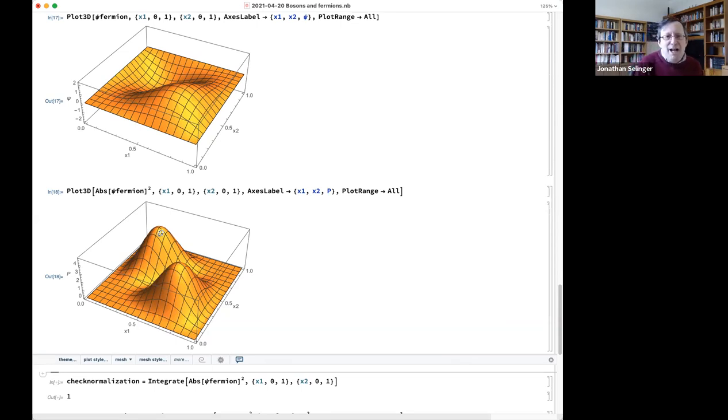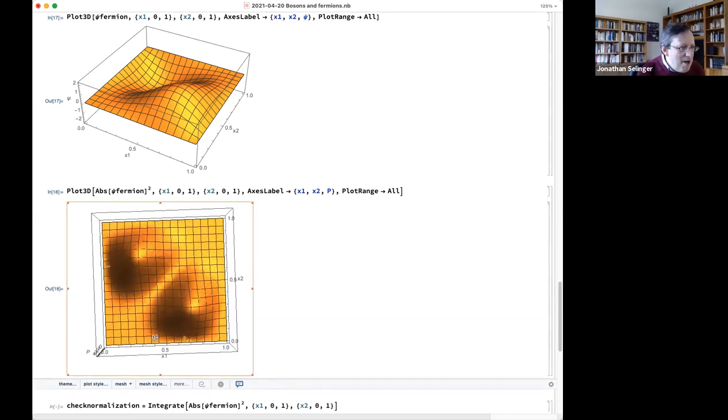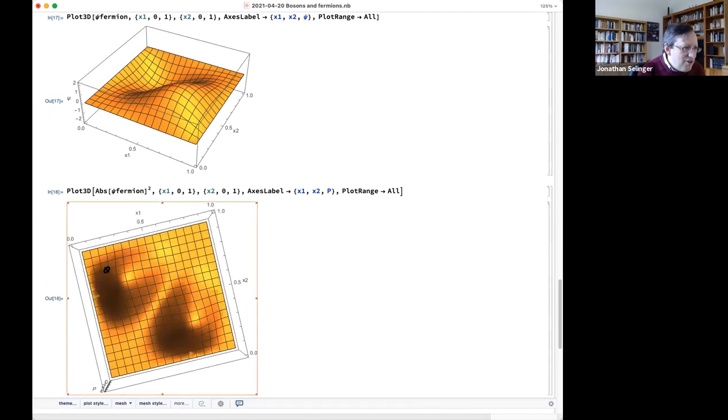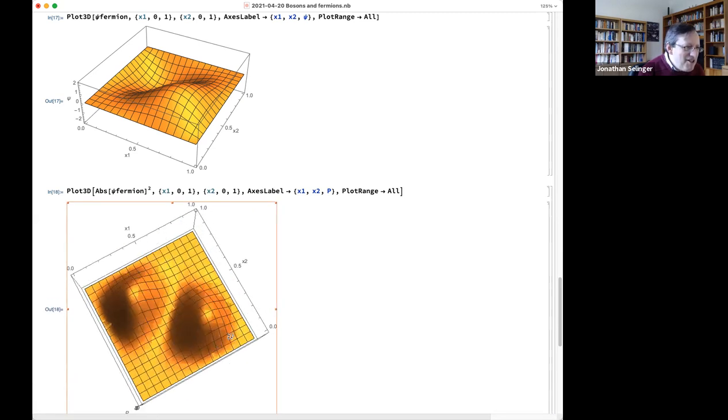And so this is the nerd-like property of fermions, that they tend to be farther apart. And so here, if we look at it from above, whoops, sorry, I'm not navigating this very well. I'm not a pilot.